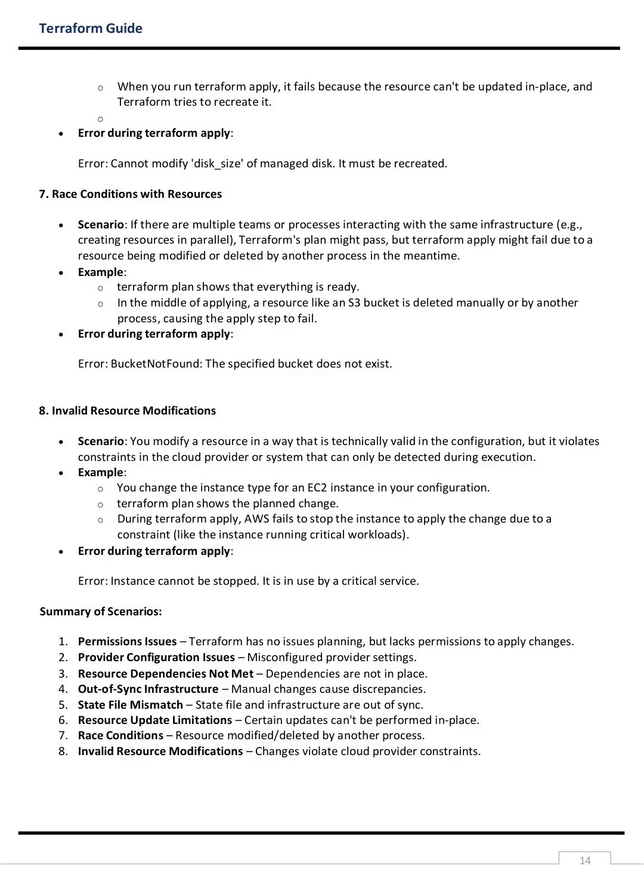Summary of scenarios. 1. Permissions issues: Terraform has no issues planning, but lacks permissions to apply changes. 2. Provider configuration issues: misconfigured provider settings. 3. Resource dependencies: dependencies are not in place. 4. Out of sync infrastructure: manual changes cause discrepancies between the state file and the infrastructure.